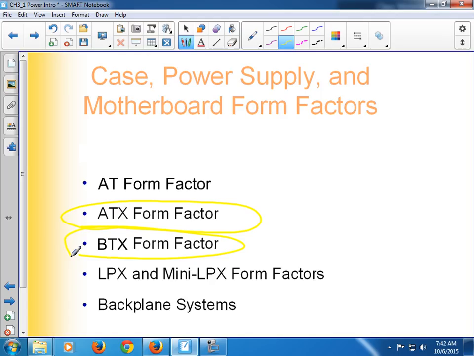BTX is like a mirror image of ATX in almost every respect, which means most things, except for the case, will go from one to another. If you buy something for ATX, it'll work for BTX, and vice versa, except for the case itself, because the holes don't line up because it's on the wrong side. Okay? So when I look at the back of this case, if it's BTX, it'll be on one side, and if it's ATX, it'll be on the other side. When I say it's a mirror image, okay?